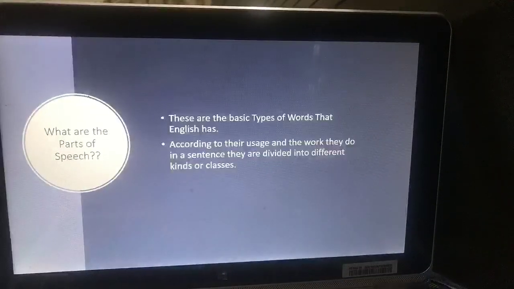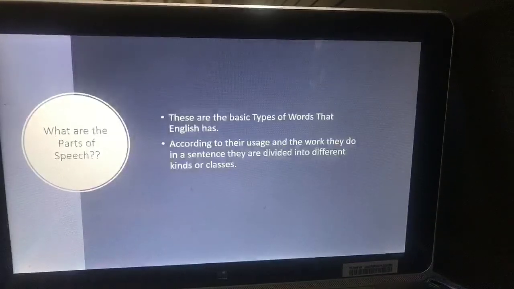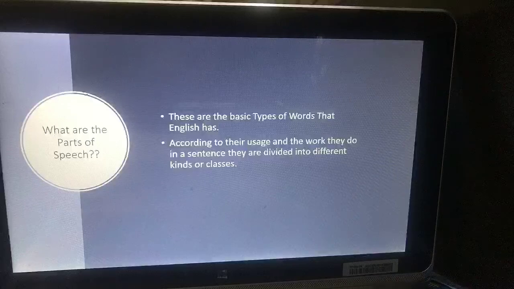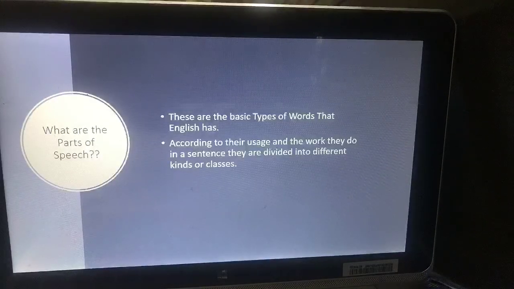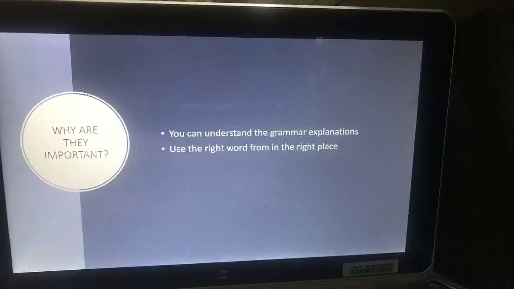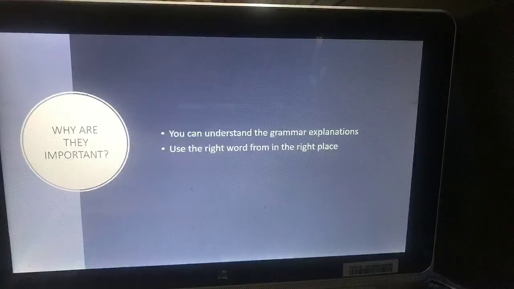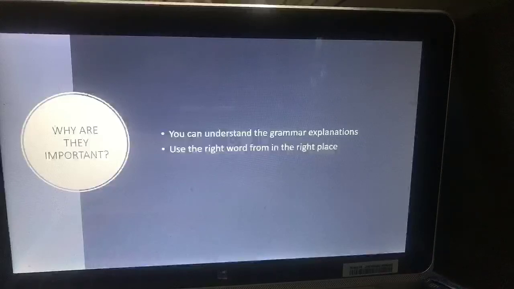First of all, what are the parts of speech? Well, these are the basic types of words that English has, and according to their usage and the work they perform in a sentence, they are divided into different kinds and classes. But why are they so important? Well, they are important so that you can recognize and identify different types of words in English. Apart from that, you can also understand grammatical explanations and use the right word in the right place.